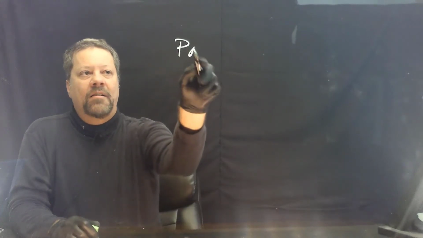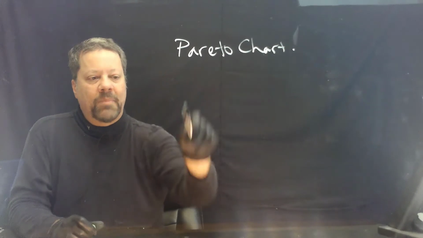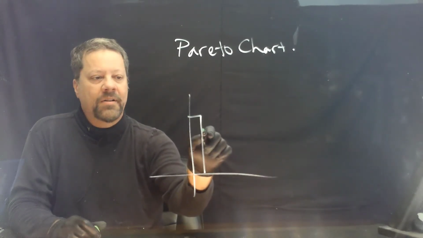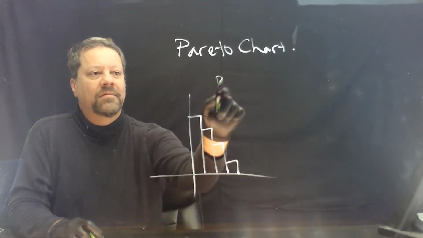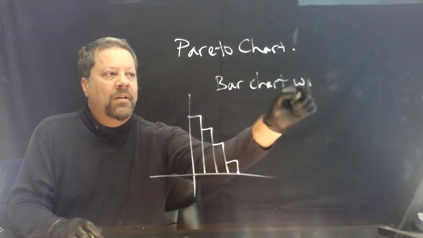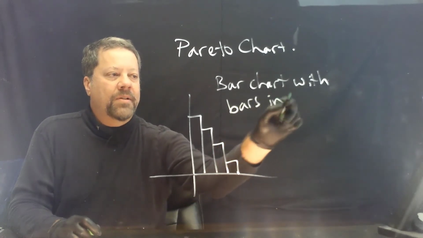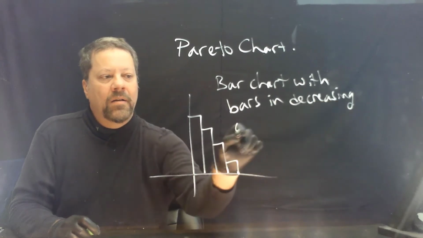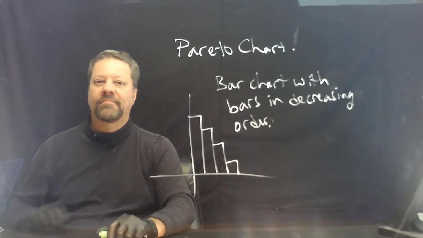For a Pareto chart, it's like a bar chart, but now you put the bars in decreasing order for the Pareto chart.